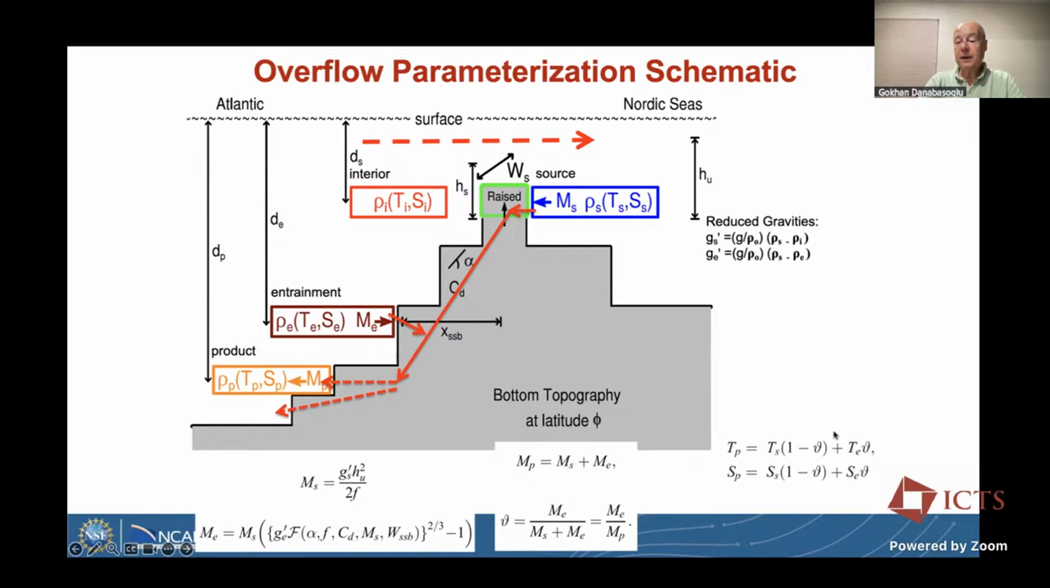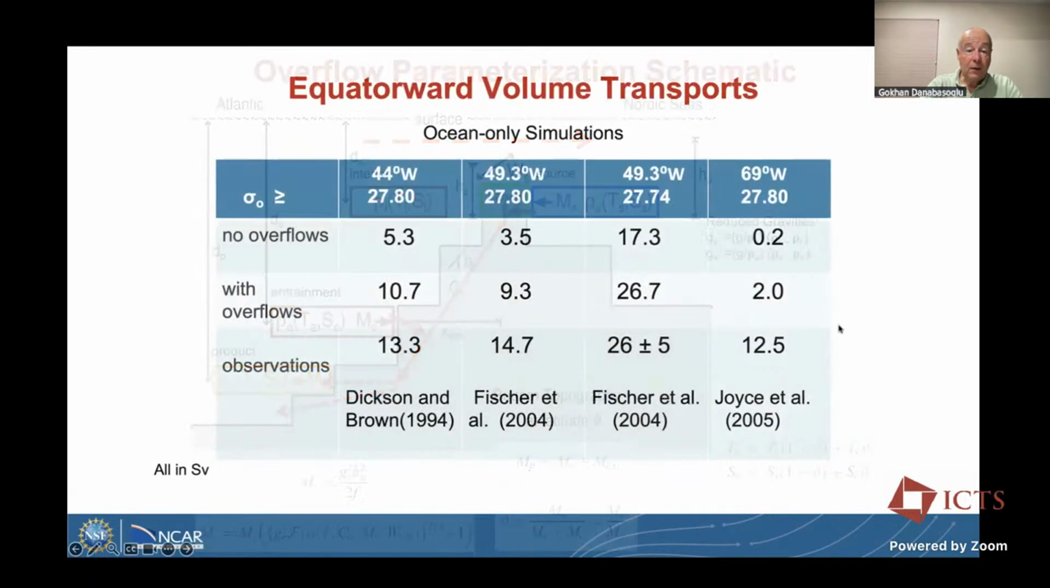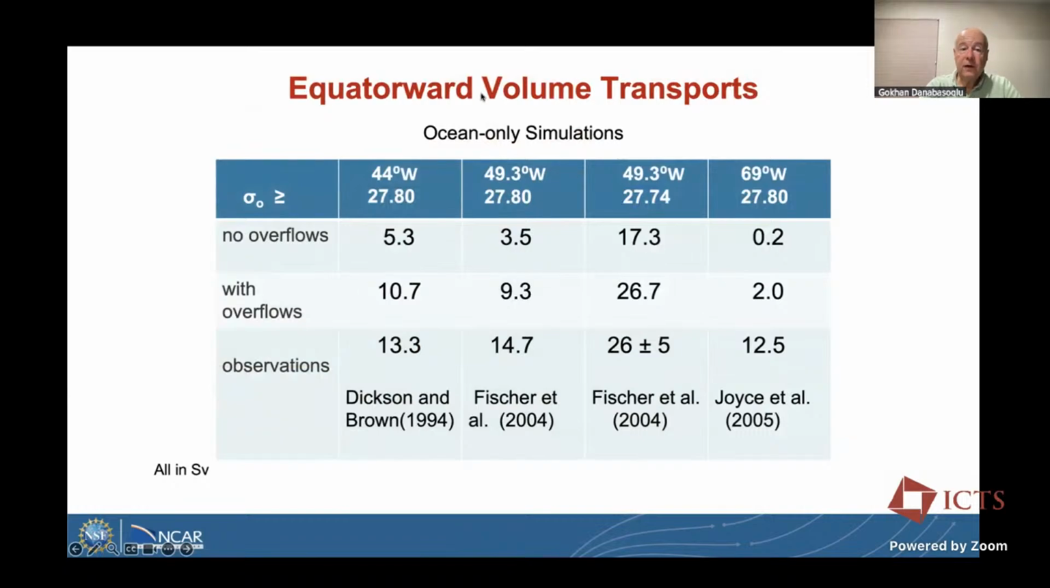And then finally, tracer equations, temperature and salinity, again, they are essentially simply using temperature and salinity conservation based on the amount of available entrainment volume and the source and the product volumes. So end result is essentially quite impressive. This is showing the volume transport in comparison with some available observations. As I was indicating earlier, you need to validate your parameterization against available observations.